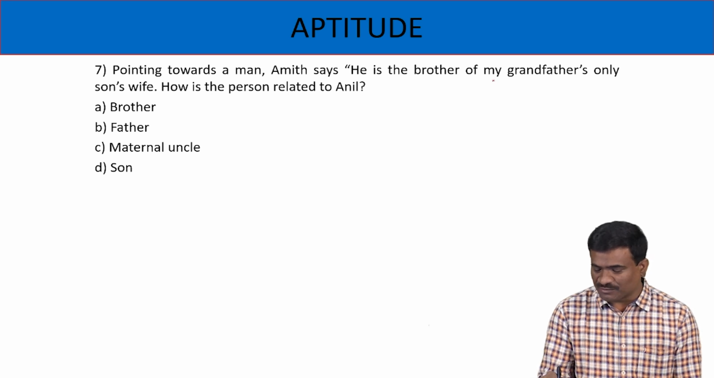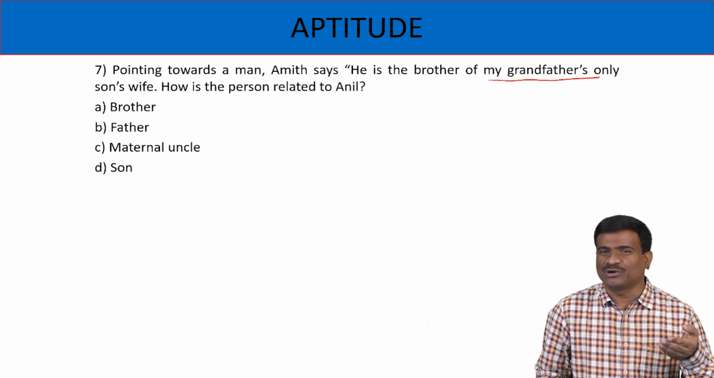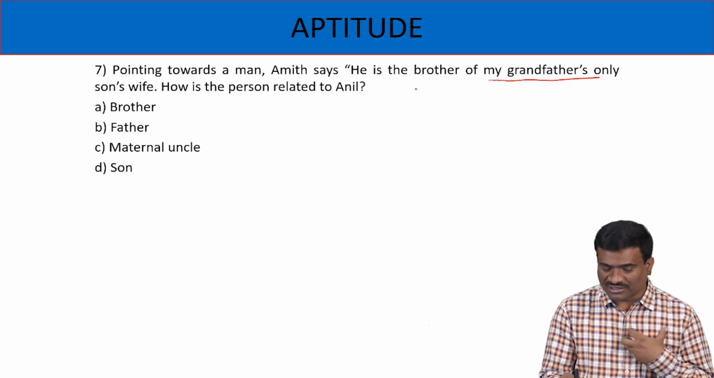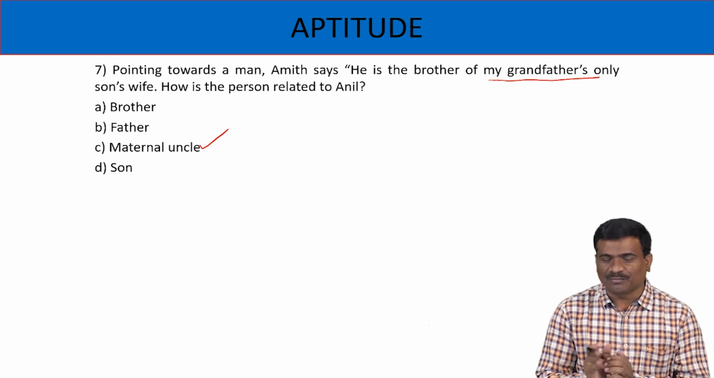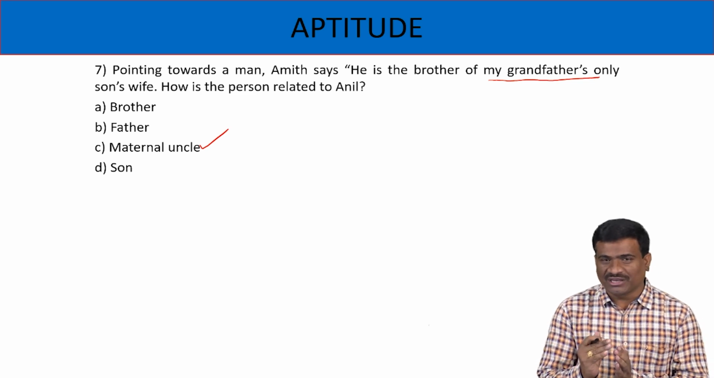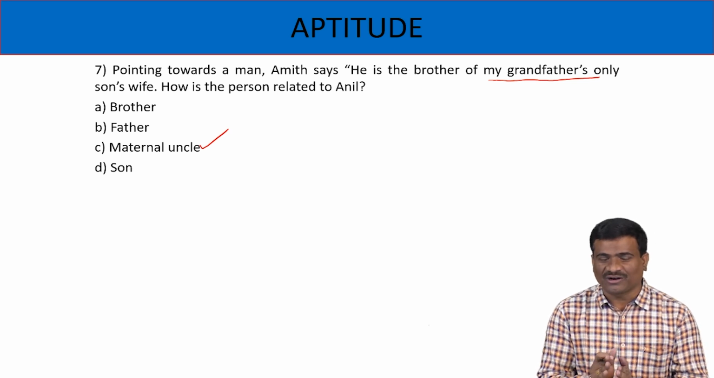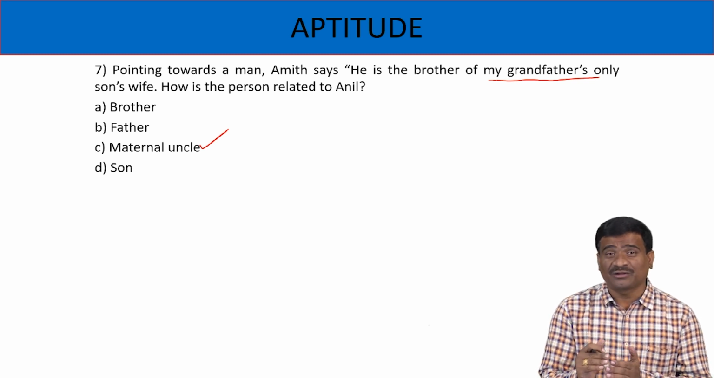Back to front method means: my grandfather's only son's wife. My grandfather's only son is my father. My father's wife is my mother. Mother's brother is called maternal uncle. The method is the back to front method. My grandfather's only son means my father. My father's wife is mother. Mother's brother is maternal uncle. Father's brother is paternal uncle. Mother's brother is maternal uncle, which means option C.